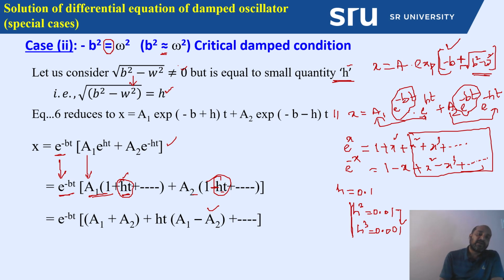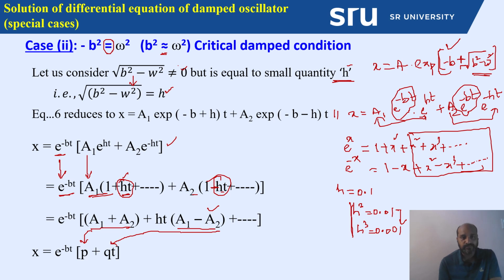And however, at the beginning itself we said that a1 and a2 are constants. So addition of constants and subtraction of constants both will again give a constant only. So I'll write that in simple form. Instead of a1 plus a2, we'll write small p, some constant. Instead of a1 minus a2, the subtraction of two constants is also a constant. We'll represent it with some q. So now it is in a simple form. So x is equal to e to the power of minus bt times p plus qt. So this is the final solution for the critically damped condition.